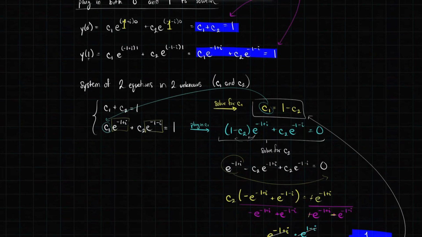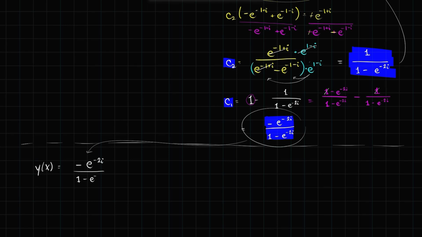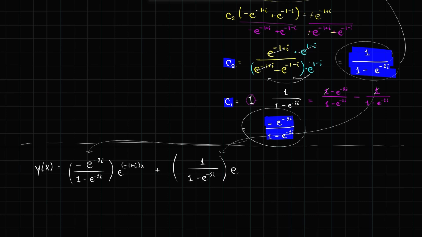So we'll go ahead and plug those numbers into our actual solution formula. Our solution, y as a function of x, was C1, which I'm going to grab: negative e to the negative 2i divided by 1 minus e to the negative 2i. So C1 times e to the negative 1 plus i x, plus C2, which is 1 divided by 1 minus e to the negative 2i, times e to the negative 1 minus i x. And this is the final solution to the ODE.